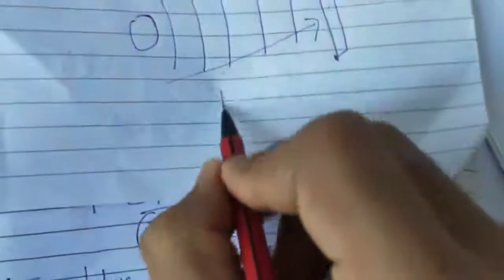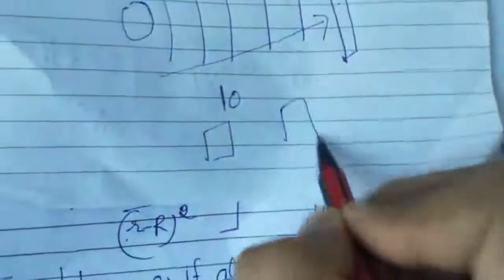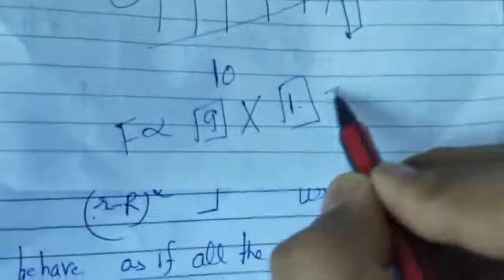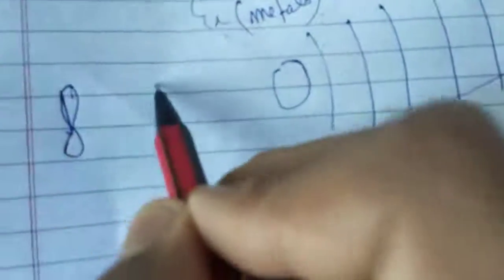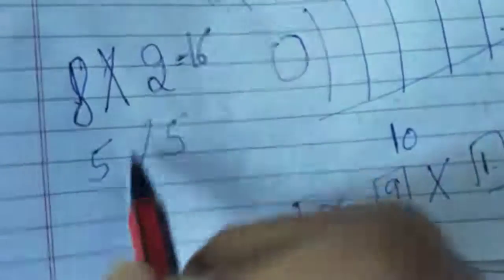Suppose you have a charge of 10 coulomb. You divide it into two parts: one part is 9 and one part is 1. Force directly depends on the product. 9 into 1 is 9, so force will be around 9. Now divide it into other values: one is 8 and another one is 2. Now multiply them, force will be near about 16. Now divide into other values: one is 5 and another charge is also 5. 5 into 5 is 25. Here the value of force will be maximum.